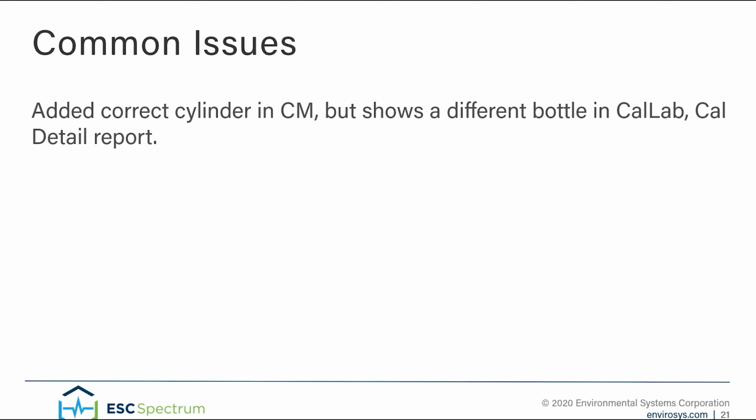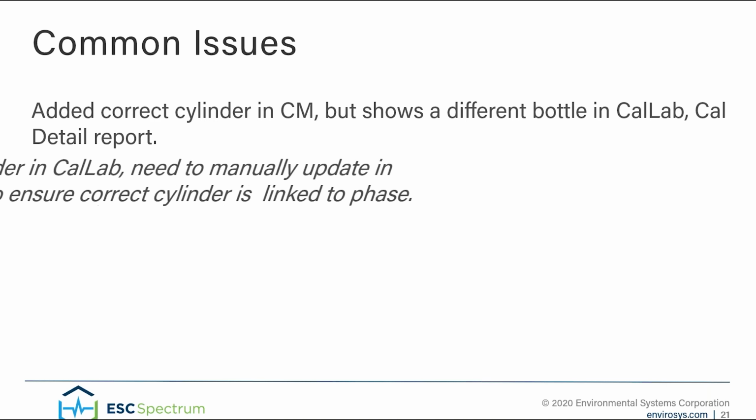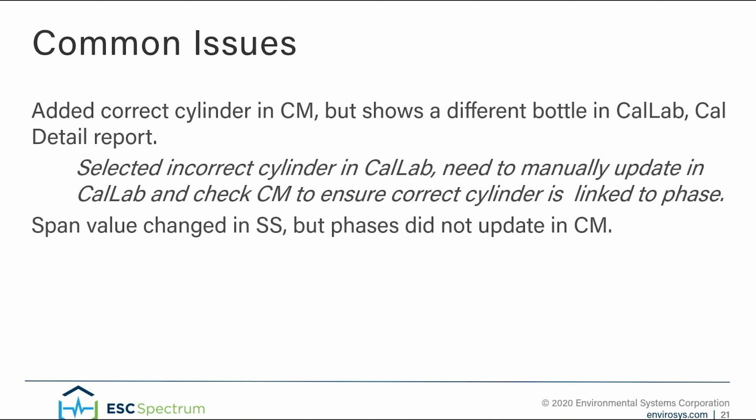Added the correct cylinder in cylinder management, but it shows a different model in Cal Lab or the Cal Detail report. That's an anomaly. That could be because the incorrect cylinder was selected in the Cal Lab area, manually entered in.